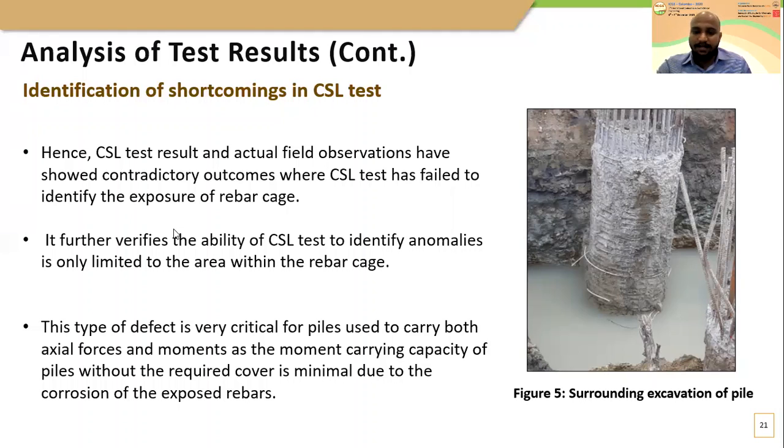It shows that the CSL test was unable to identify the exposure of the rebar cage, and yet the pile had been considered acceptable. Those types of defects are considered critical defects. Hence, it verifies that the CSL test is only capable of identifying defects in the area within the rebar cage. This is one of the shortcomings of the CSL test.